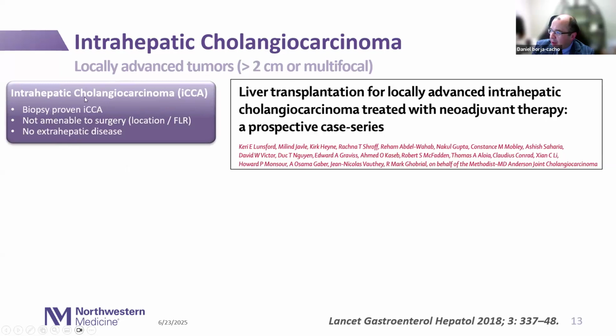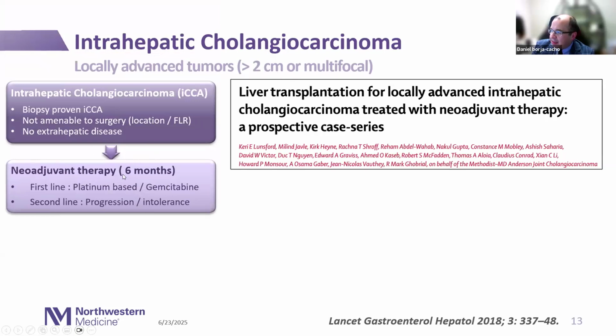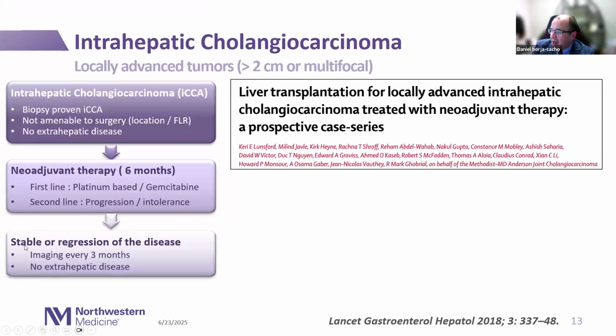All of these tumors were biopsy proven, not amenable to surgery because of the location of the FLR, and evidently no extrahepatic disease. All these patients received 6 months of therapy. The first line was based on that trial that I mentioned before, and it was most of the patients gemcitabine combined with cisplatin. For those patients that progressed or didn't tolerate, it was a second line, which in many patients was FOLFIRINOX. And they had to show for at least 6 months a stable disease.